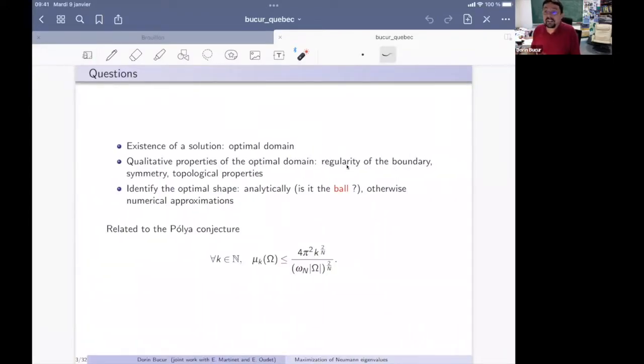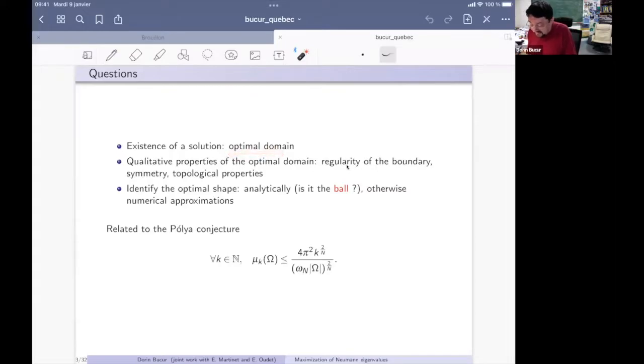The questions to which we try to give an answer are the following. First of all, is it true or not that there exists some set omega which really maximizes mu k of omega among all subsets of prescribed volume? This is the existence question, which is the main focus of this talk. Unfortunately, I will not be able to give a very good answer at the end, as you will see.